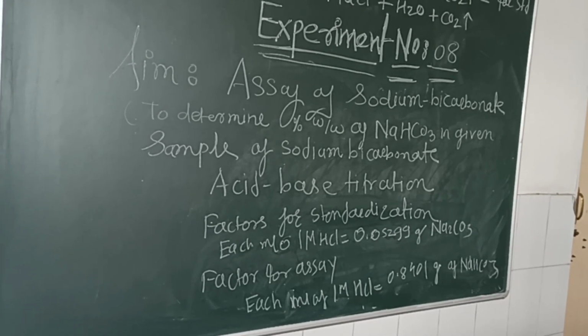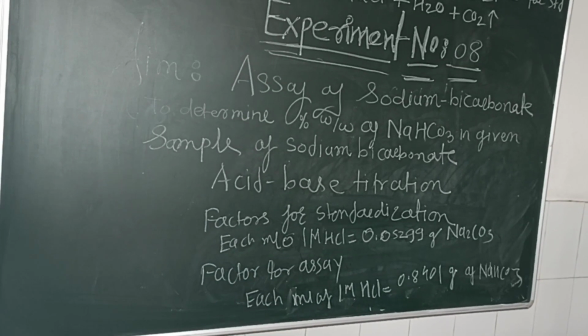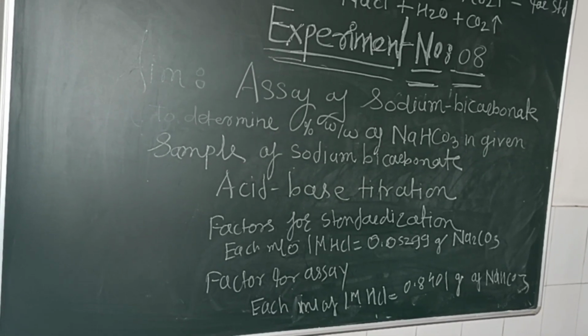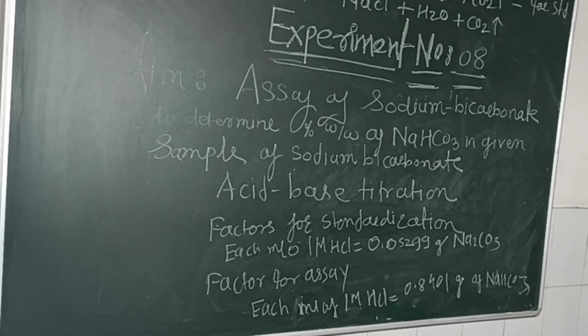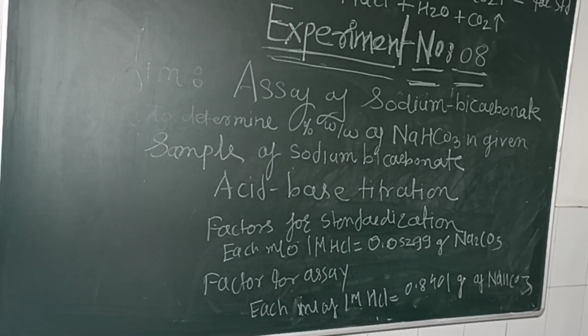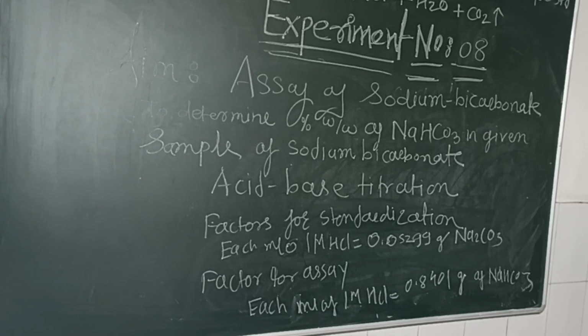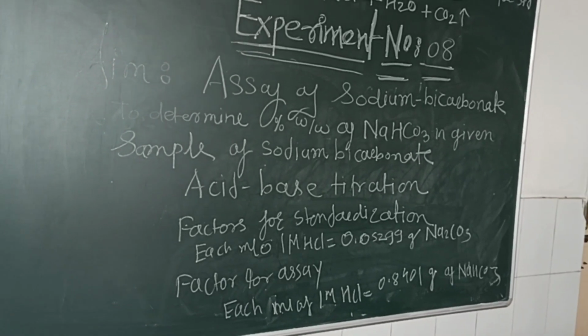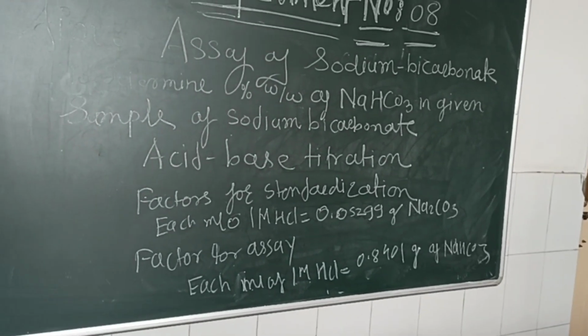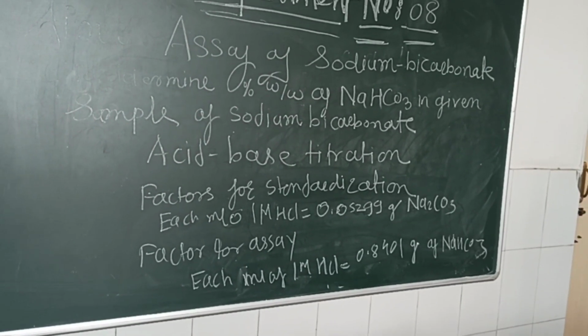This is an acid base type of titration. The meaning of assay is nothing but to examine a chemical to determine its purity. So you have to determine the purity in assay. Here this assay is based on acid base titration. The factors are given for standardization and also for actual assay.